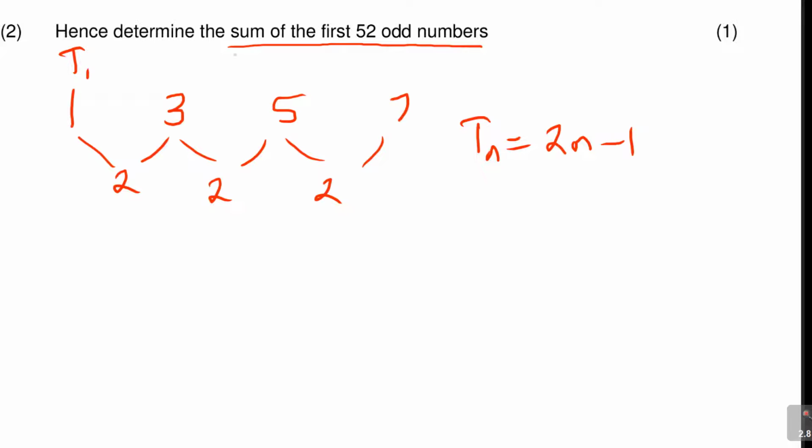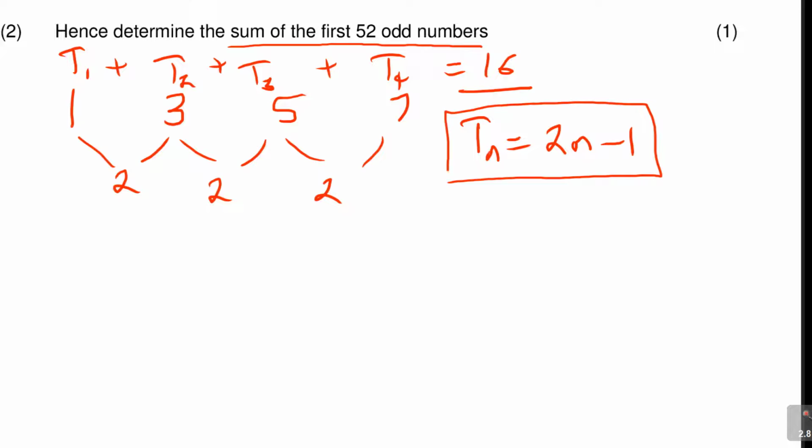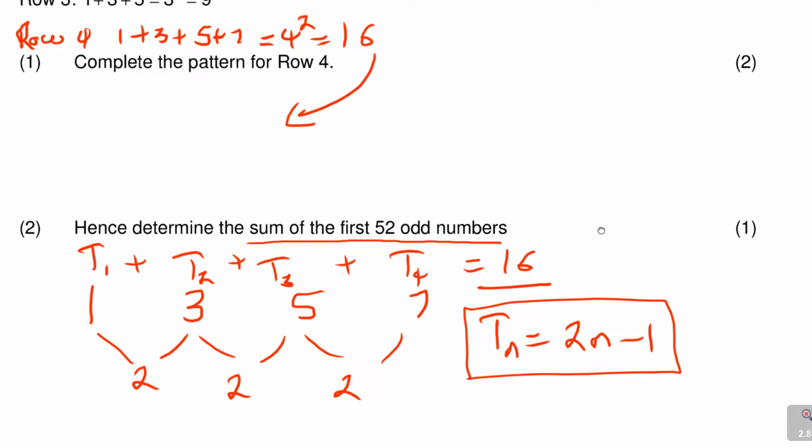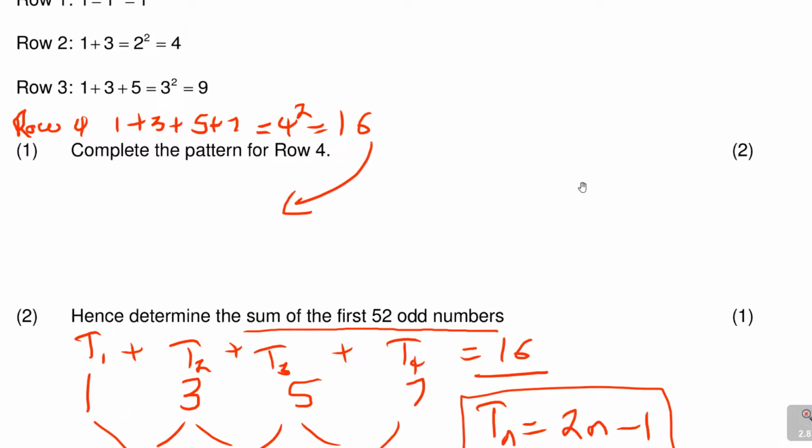Now, what do we do here if we are determining the sum of the first 52 odd numbers? So let me see now. If I was determining the sum, so this was T1, this is T2, this is T3, this is T4. If I wanted to find the sum of these, when I'm adding here, we see that I got 16. So I want to use this formula now. Is it this formula? No, this formula will not give me the sum of the first 52 odd numbers. It is not going to give me the sum. But let's see the trick here.